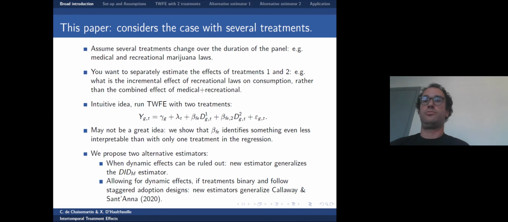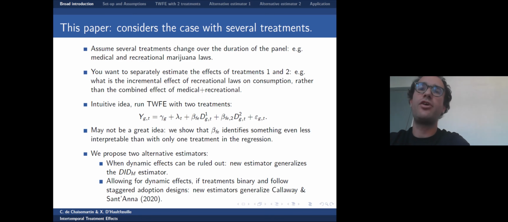A very intuitive idea to answer that question is to run a two-way fixed effects regression with two treatments. You would be regressing consumption of marijuana in state g at time t on state fixed effects, time fixed effects, whether state g at time t has a medical law, and whether state g at time t has a recreational law. We're going to see that this is actually not a great idea. We're going to show that beta FE, the coefficient on the first treatment here, identifies something that's even less interpretable than in the case where there is only one treatment in the regression. And we're going to propose two alternative estimators.